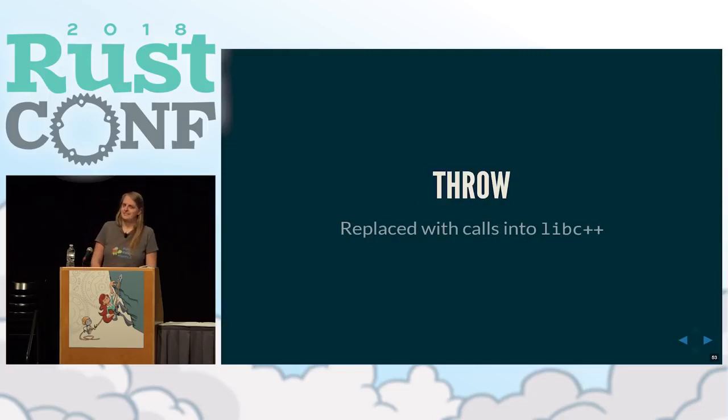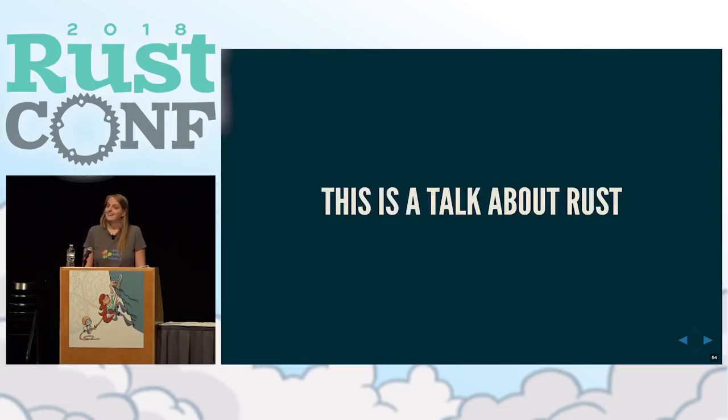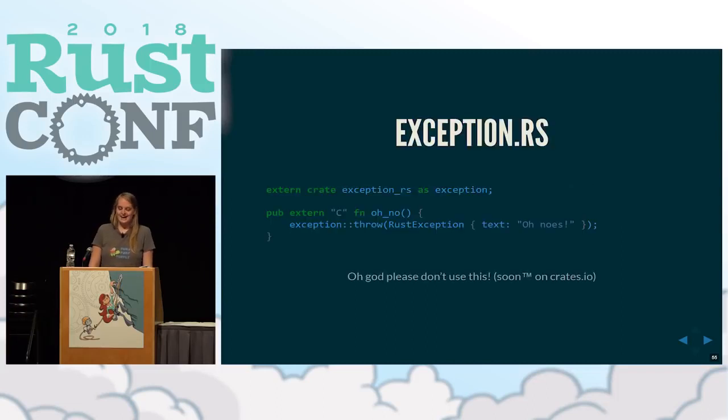The last part is actually the easiest, and that is nice because that's what we care about. So the throw keyword gets replaced by the compiler with calls into libc++ that allocate an exception, define types with certain mangling rules, and then throw the exception. So this is a talk about Rust, and I'm sorry if I went a little far there.